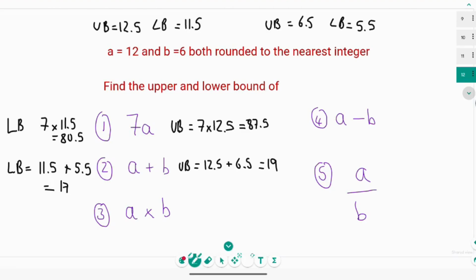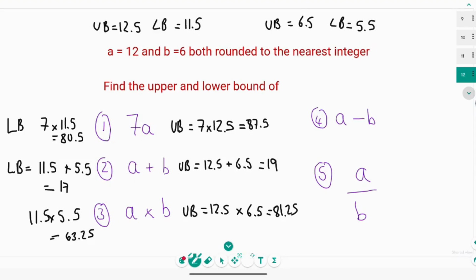17. Again, for your A times B, to get your upper bound, it's upper bound times the upper bound. 81.25. And your lower bound is your 11.5 times 5.5, multiply both your lower bounds together. 63.25.